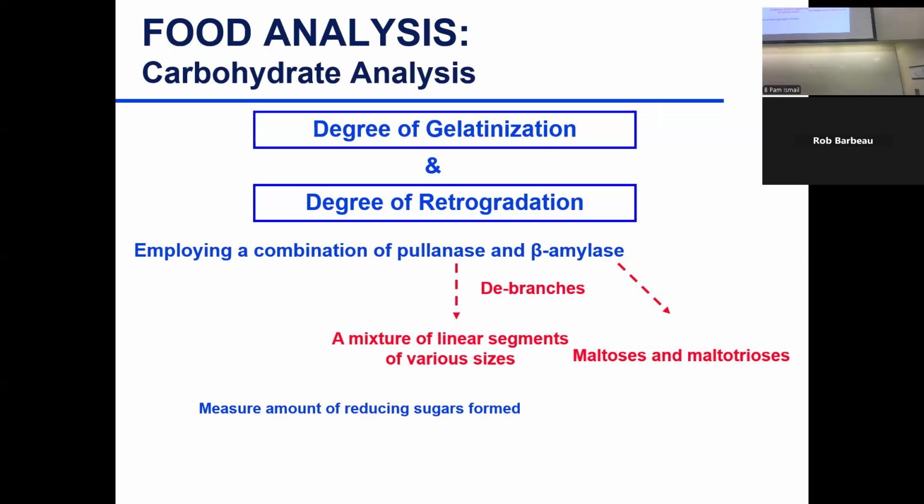And then you do a reducing sugar assay. If you have a high value, that means the starch is mostly gelatinized. If you have a low value, that means the starch is mostly retrogradated or resistant starch or raw starch. The way to determine, you really have to have your reference starch and compare to a reference sample.